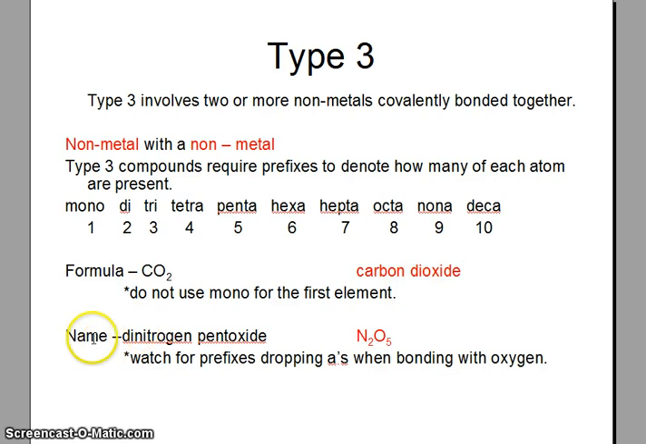Now, I can also give you the name, and you'll have to tell me the formula. This is pretty easy. If it's dinitrogen, you know there's 2 of them. And then pentoxide, penta here means 5. So this is dinitrogen pentoxide. Now, when you guys are spelling these, watch out for prefixes where you drop the a and then bond it with oxygen. Notice that there is no a here, it's just pentoxide.